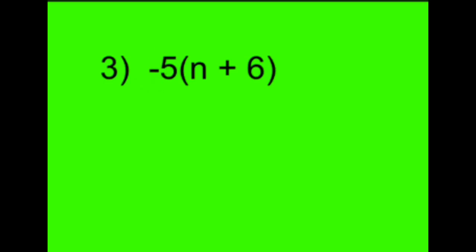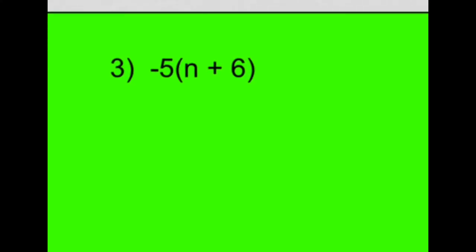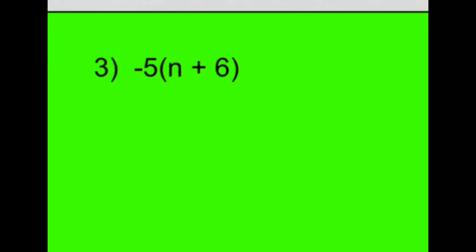This negative means you're going to do the opposite of everything in the parentheses. So here's what I mean by this. 5 groups of n plus 6, but the opposite of the sign that's in front of each of those terms in the expression. So it's not positive n, it's going to be negative n. And it's not positive 6, it's going to be minus 6. We're going to do the opposite of what's in front of each term.